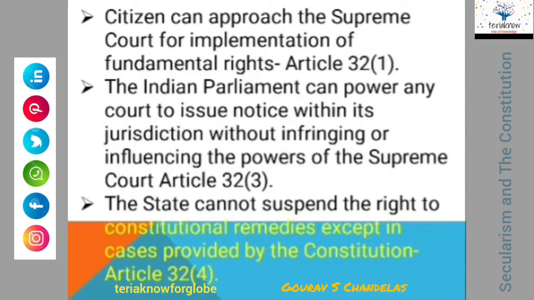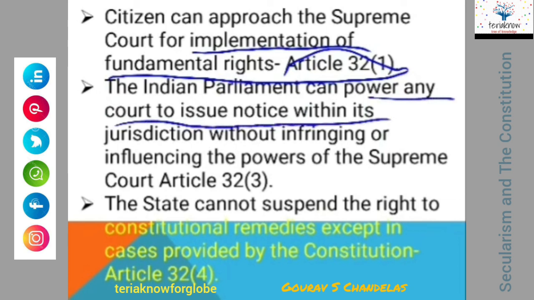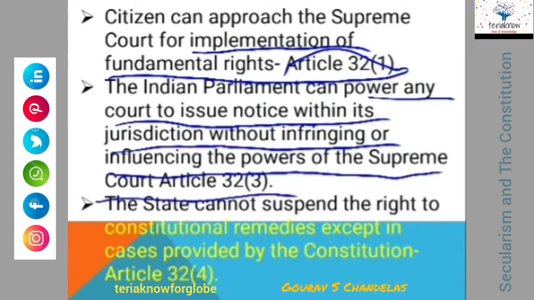Citizens can approach the Supreme Court for implementation of fundamental rights under Article 32(1). Understood? So a citizen can approach directly the Supreme Court, that is the apex court of the country. For which purpose? For implementation of fundamental rights. So the Indian Parliament can empower any court to issue notice within its jurisdiction without infringing or influencing the powers of the Supreme Court under Article 32(3). So these are very essential, and the state cannot suspend the right to constitutional remedies except in the cases provided by the Constitution. It means whatever case is mentioned in the Indian Constitution, only that can be suspended by any state.